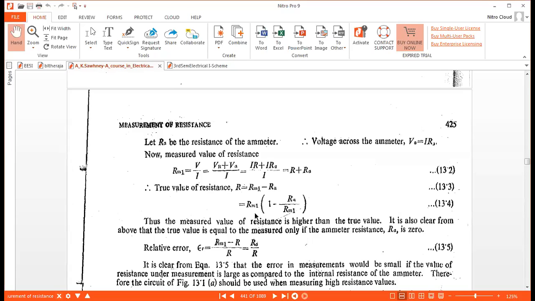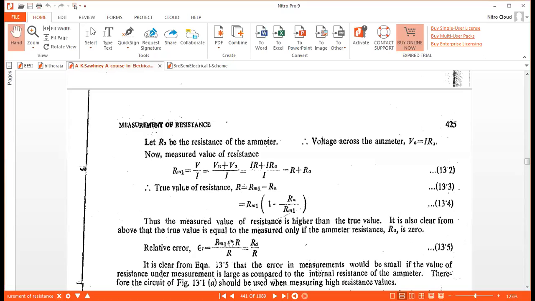Thus the measured value of resistance is higher than the true value, and it is also clear from above that the true value is equal to the measured value only if the ammeter resistance is 0, and the current flowing through the voltmeter should be infinity. So relative error ER can be calculated as RM1 minus R divided by R.